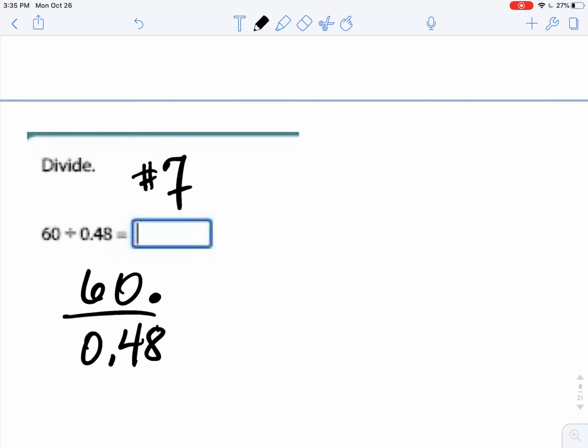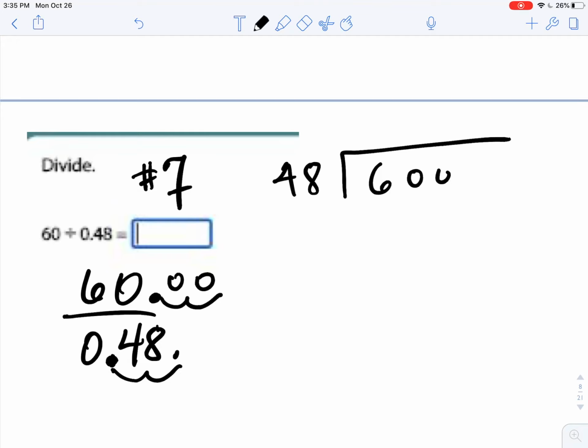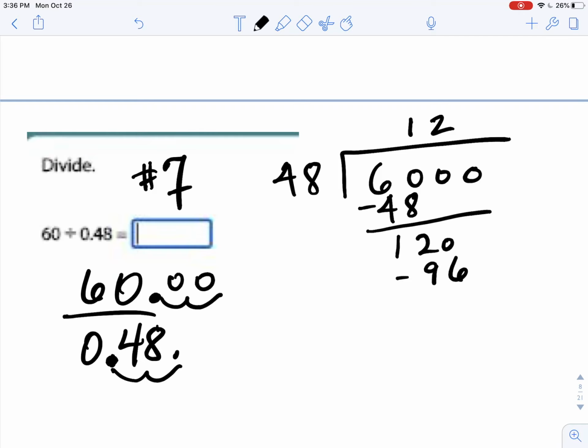I have 60 and 48 hundredths. So let's move this over 2. So that is 48 into 6, 1, 2, 3. Okay, 48 into 60 is 1. 48 minus 12. That would be 2. 2 times 8 is 16. Carry the 1, 9. 10 minus that's 4. 2, 4, 0.